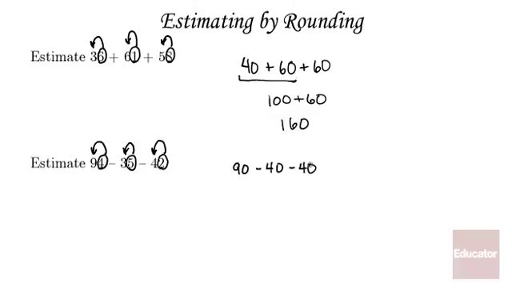Subtract 40. Remember to also use your order of operations. So we're going to move left to right. 90 minus 40 is 50, and then 50 minus 40 is 10.